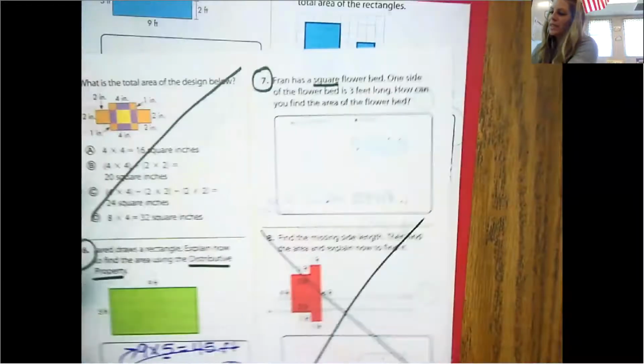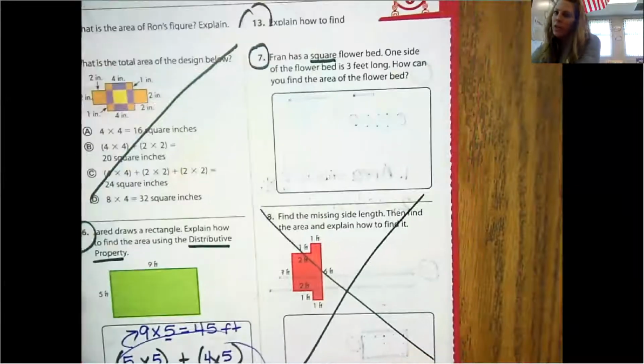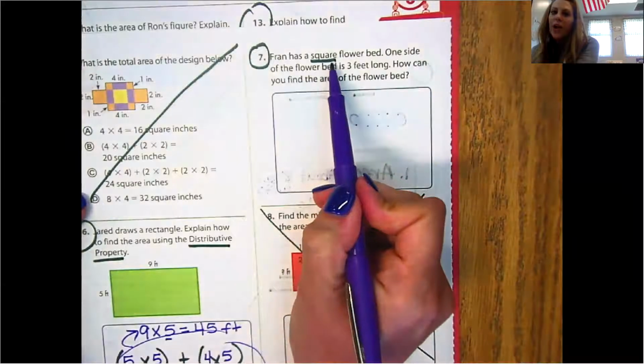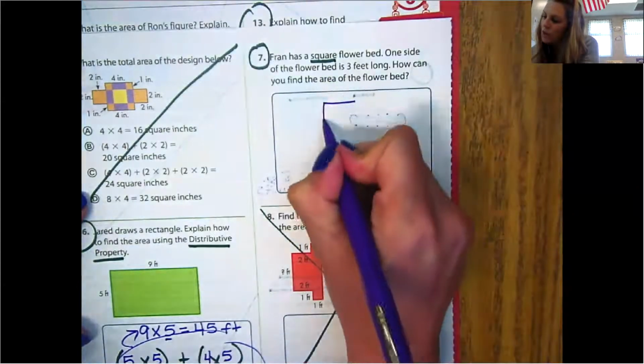Let's look at number 7. Let's see if you got tricked on number 7. Fran has a square flower bed. So I'm going to go ahead and draw my square.